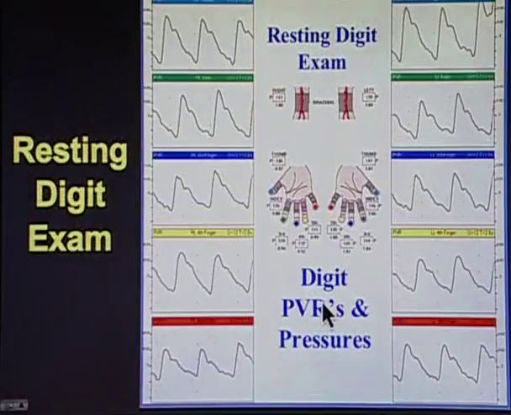This is a typical normal digit exam. This is an index pulse volume recording, I think PVR, yes, from the thumb, index, middle finger, ring finger, and the small finger bilaterally. We've obtained pressure measurements from all of these, and these can be compared to the arm pressures as well. So this is our baseline digit study. This is a normal result. Unfortunately, not everyone has such good waveforms when they come in.